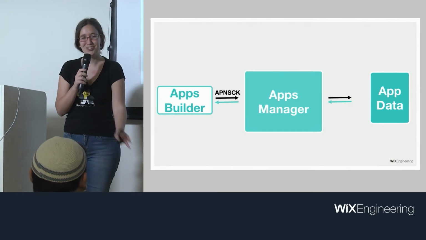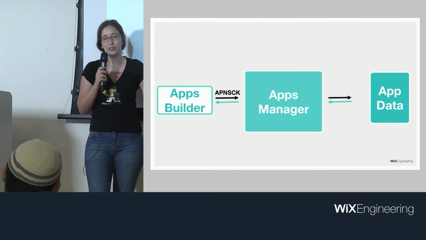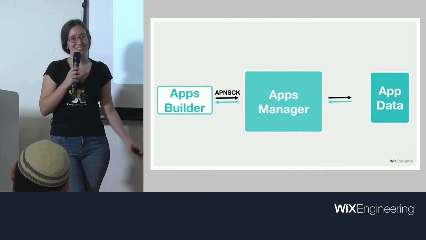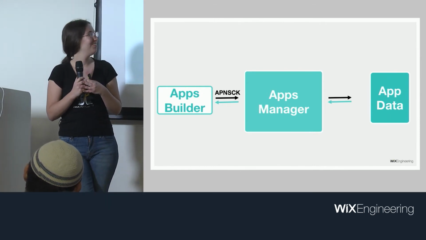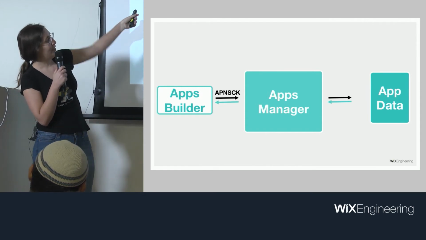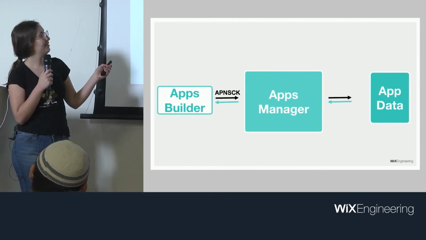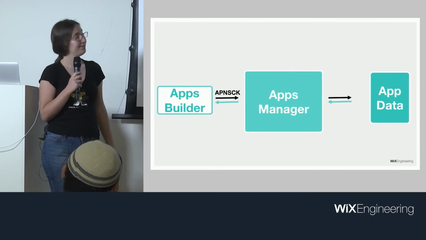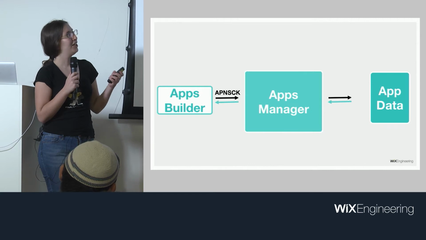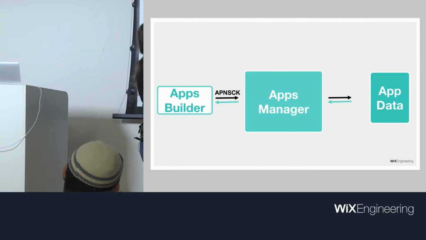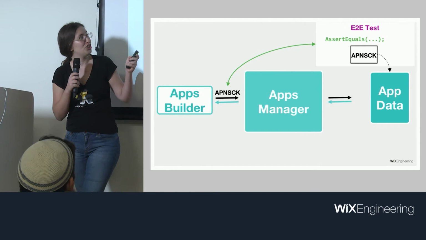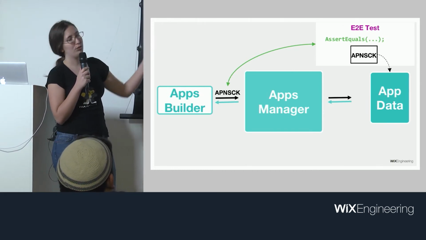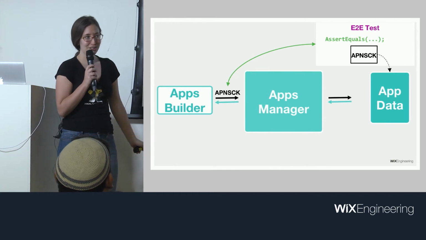Okay, so what did we need to do with it? We needed to get the Apple Push Notification Service Certificate key from the apps builder, save it in the apps manager, and at the apps builder's request, we needed to return it from the apps manager to the apps builder. That's why we had the database. Okay. So we ran an end-to-end test. We insert the certificate key in the app data, and we check that we return it to the apps builder. Everything worked, and it was great.